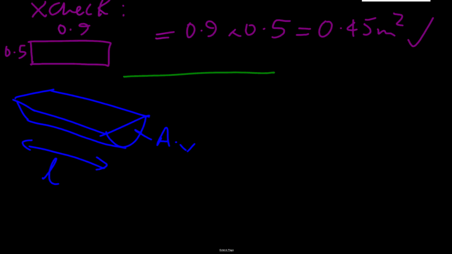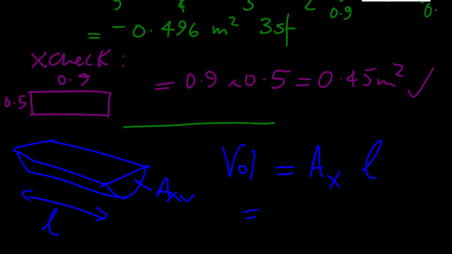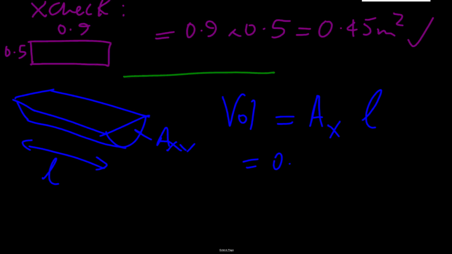We've got a cross-section there, so the volume of the ditch is going to be the area of the cross-section times the length. So here we're going to have our figure, which we got as 0.496, and we're going to multiply that by 50. That's the length of it, meters long. So we're going to come up with 24.8 meters cubed, and that's to three significant figures.